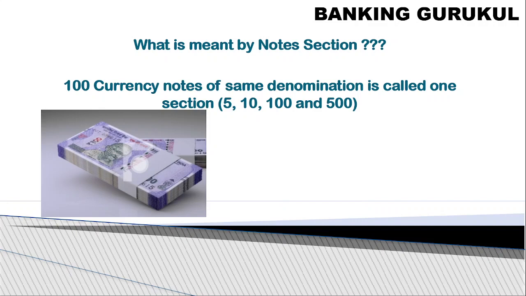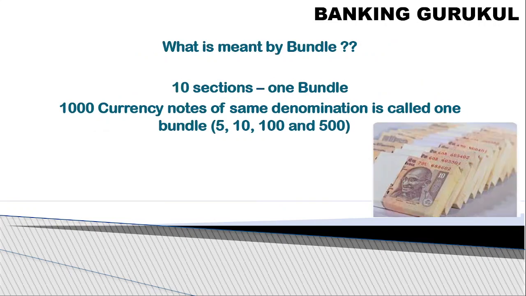And in banks, 100 notes of any currency, it may be 5 rupees, 100 rupees, or dollars, any single currency, 100 notes will be called one section. In one section, 100 notes will be there of the same face value. Bundle means 10 sections make one bundle, or 1000 notes will also be called one bundle. It contains the same face value. It may be 5 rupees, 10 rupees, 100 or 500 or 50 rupees also. These are important for your exam or interview questions.